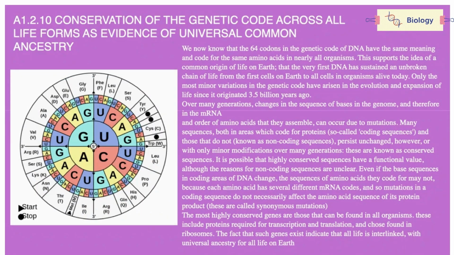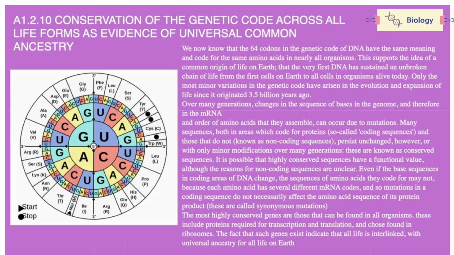Conservation of the genetic code across all life forms is evidence of universal common ancestry. What is that? Organisms are different from each other, right? The answer to why organisms are different from each other is that the DNA base sequences are different, even though the code to read the sequence is the same.